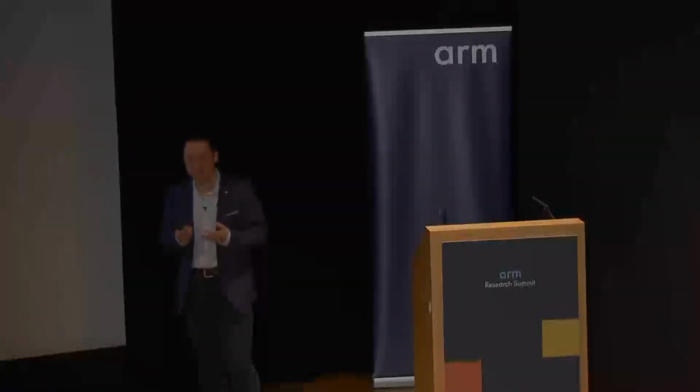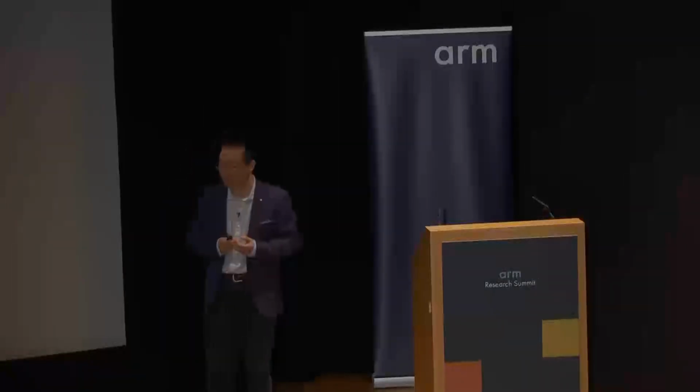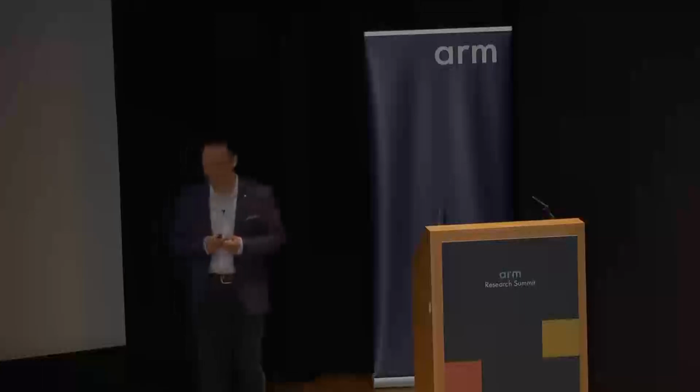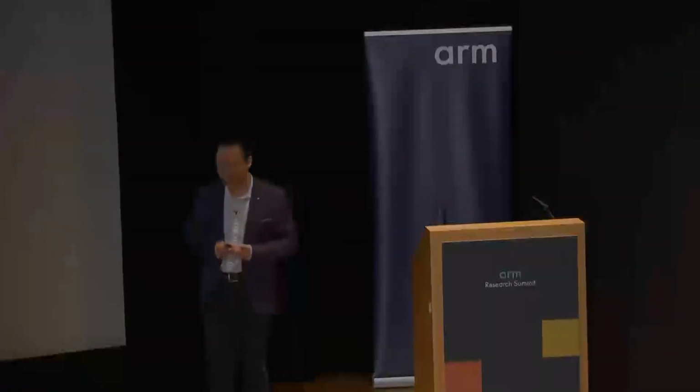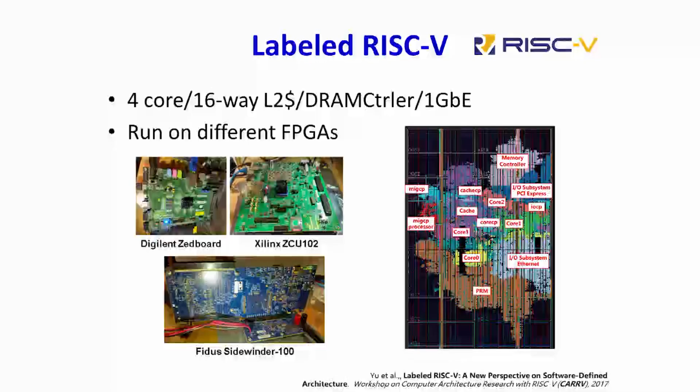But finally, we also see how ARM is suitable in OpenSPARC T1 and some other CPU designs. But finally, RISC-V is quite a good platform for research. So then we implemented the labeled RISC-V. Currently it is 4-core, but it's scalable.